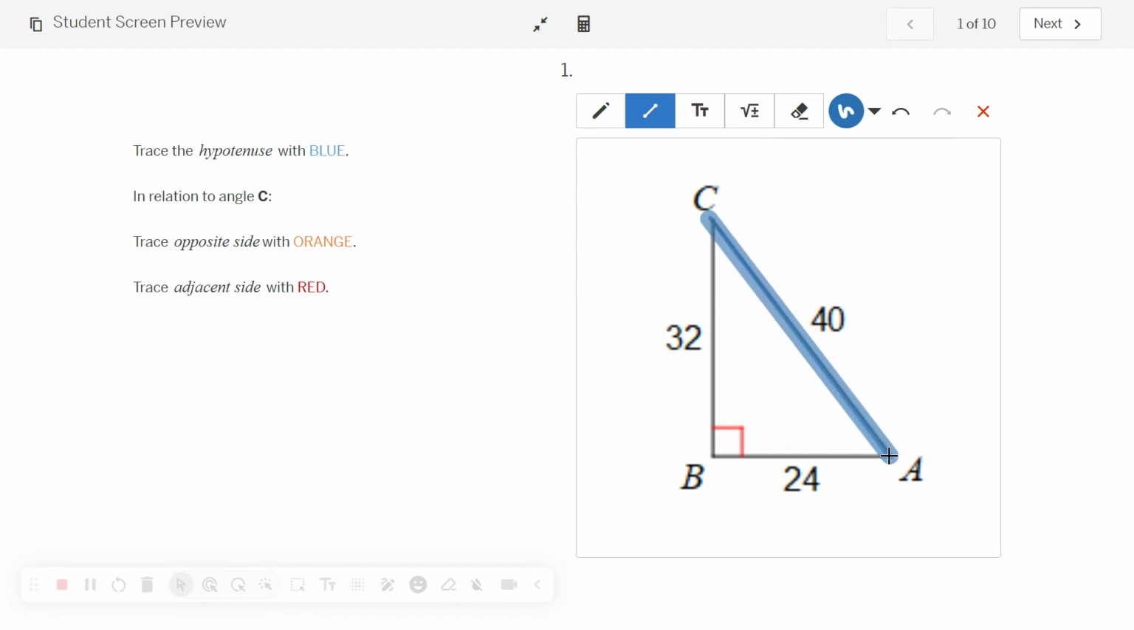So you can go blue, make it a little bit thicker, and switch it to the line. Opposite side from C is orange, so let's switch it to orange. Opposite side from angle C would be this one. And the adjacent side, the one that's right next to it, red, would be this one right next to C. So that's how you do the first question.